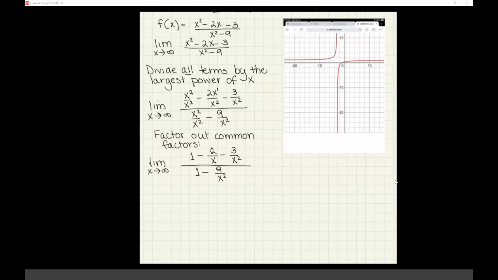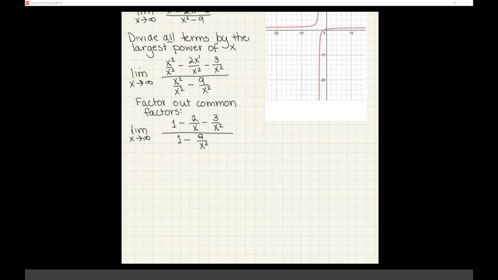Okay. Now, here's the trick that we're going to use with rational functions. These are fractions that have a denominator that's going to blow up. Everybody see these fractions in my large expression? 2 over x, 3 over x squared, 9 over x squared. And I'm going to let x get huge. That's what approaches infinity means.